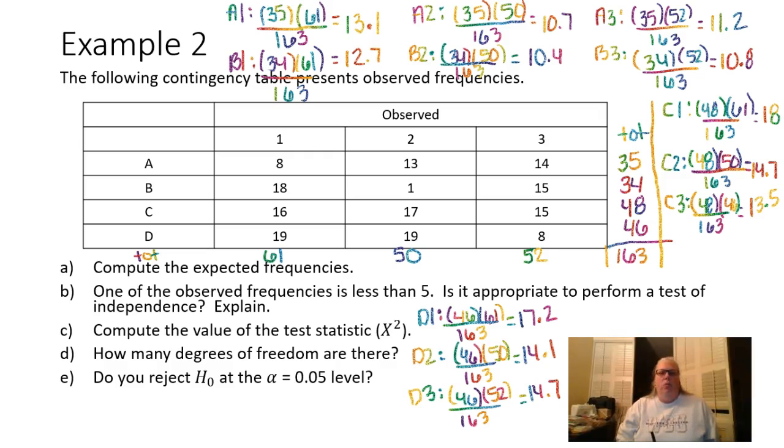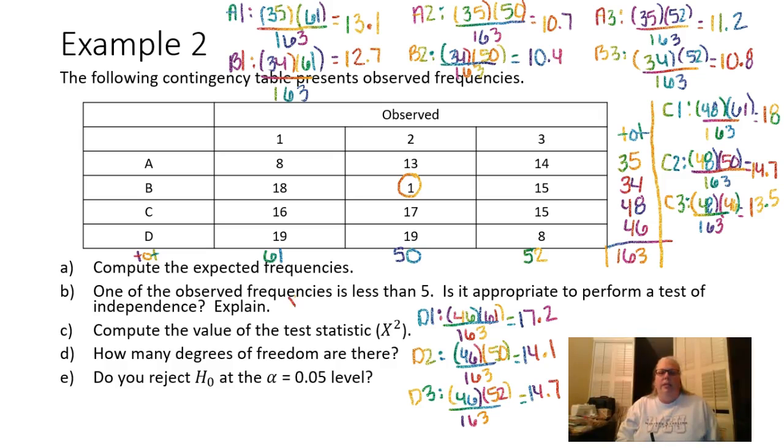Part B says one of the observed frequencies is less than 5. We're talking about this one right here. Is it appropriate to perform a test of independence? Well, remember, we can perform the test of independence as long as all of our expected frequencies are more than 5. And if we go back and look at all of our numbers up here that we just calculated, all of these are greater than 5, so we're okay.